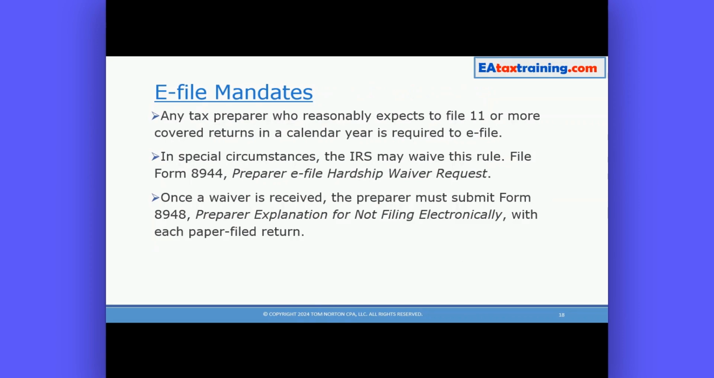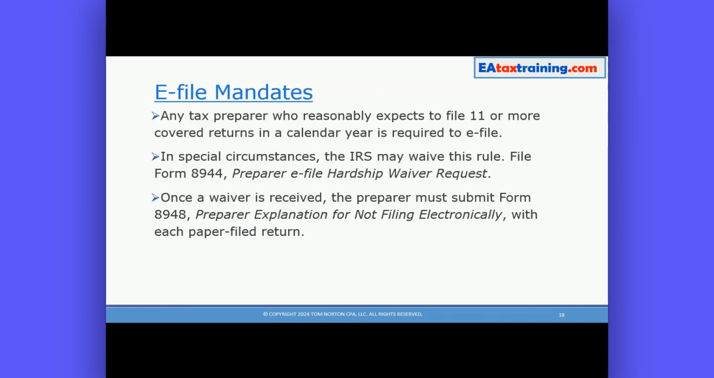So you have to first get permission to not file electronically, and then with every paper return, you are going to submit this form that says, hey, I've got permission to not file electronically. That's why I am not doing so. So that when the IRS looks at it, they know not to go after you and penalize you for not e-filing.